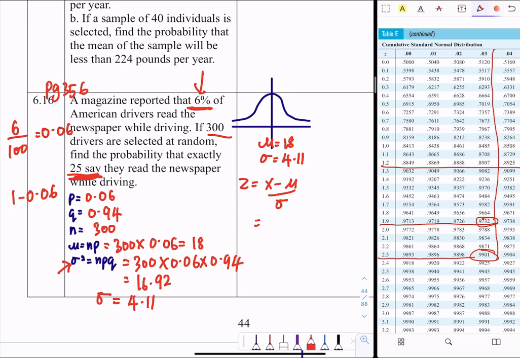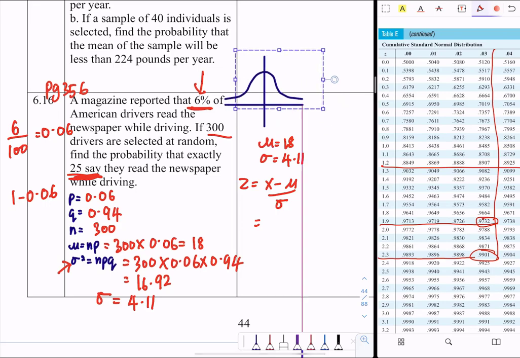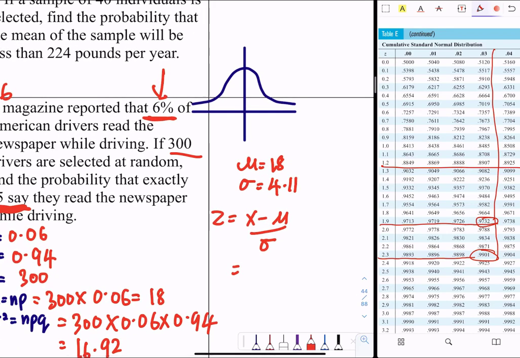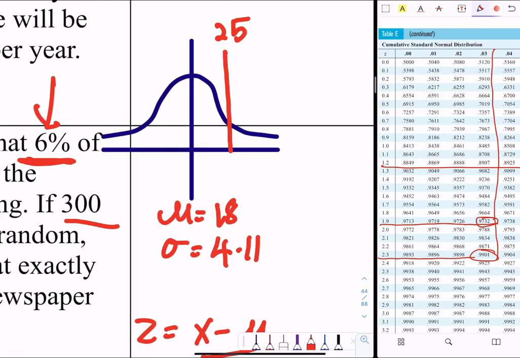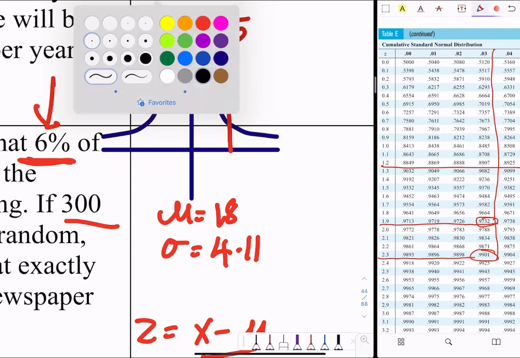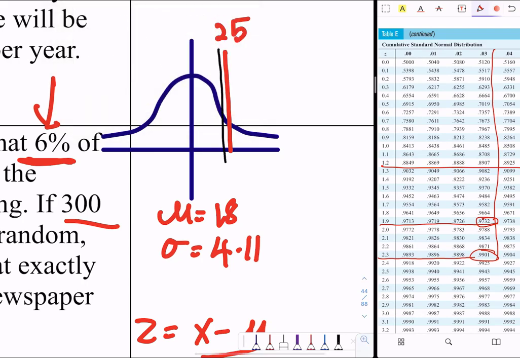Exactly 25. This one is quite a problem, because when you draw it on the graph, the mean is in the middle, 18. So if we do exactly 25, it means it involves an area. The area is below 25 and above 25 to represent this area. So here it will be 24.5, and the upper one is 25.5, to represent the 25. So between these two.